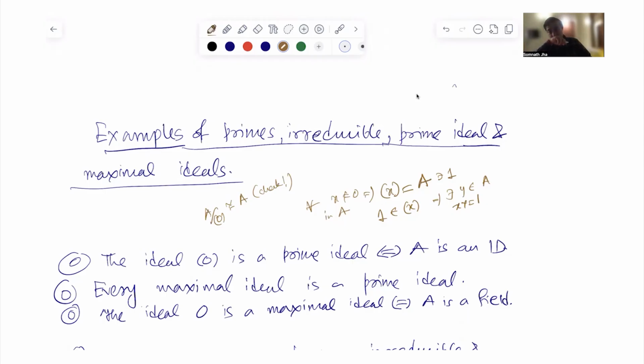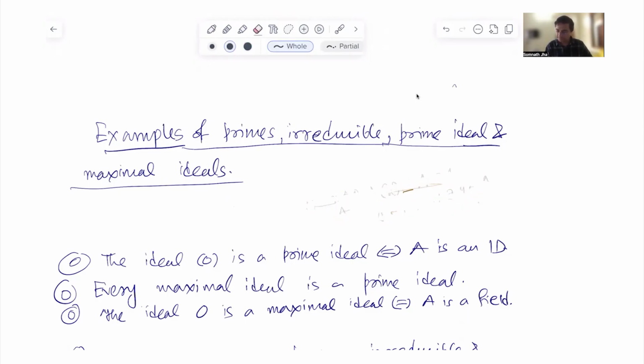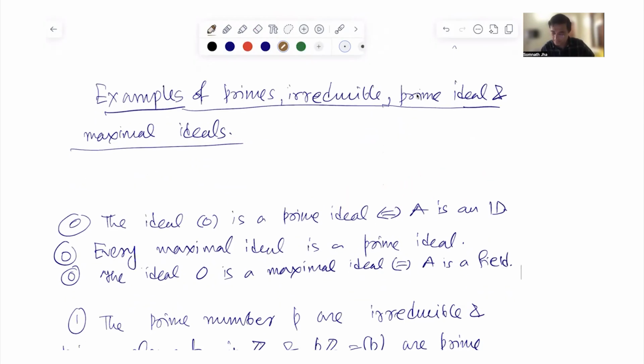So if A mod 0 is isomorphic to A, then 0 is a maximal ideal. So A mod 0 is a field and A mod 0 is isomorphic to A, so A is a field. You can check why this is true easily. Let us see some more examples.